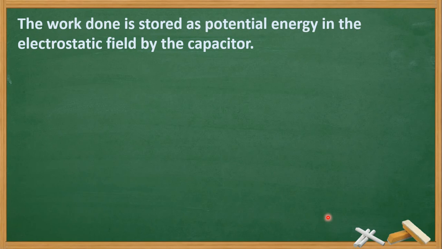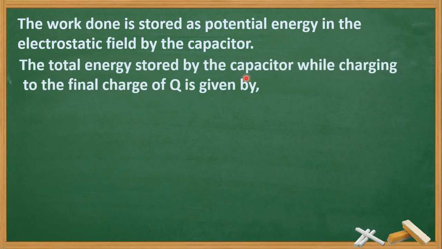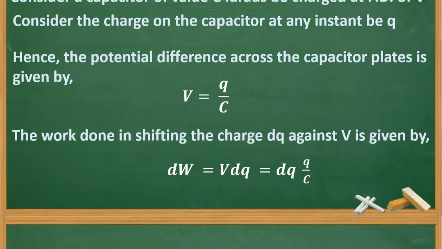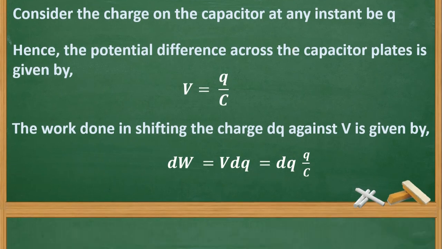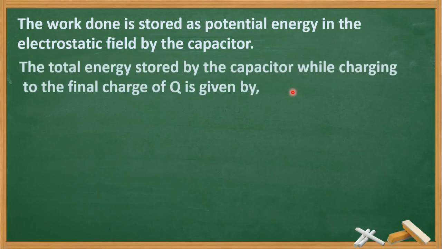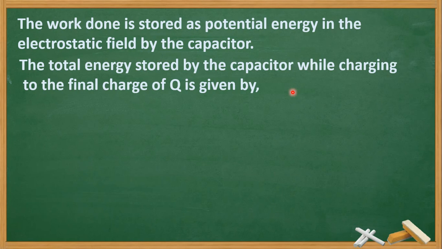Please note this point. The work done in the capacitor is nothing but the electrostatic potential energy stored by the capacitor. The total energy stored by the capacitor while charging to the final charge Q is given by the following. We have just seen the equation dW is equal to dq into Q upon C. So this equation was only for the shifting of charge dq.